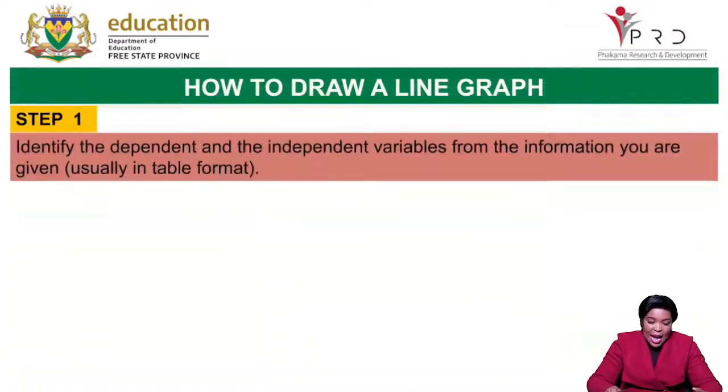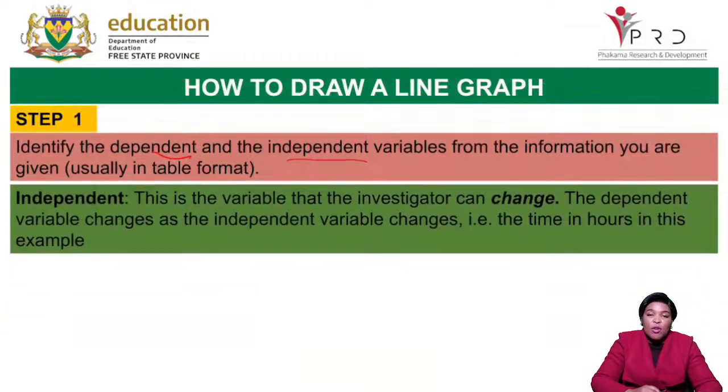First, you must identify the dependent and the independent variables from the information you are given. Usually, this is in the form of a table. You will see that information in a table. In a table, identify your independent and your dependent variables, because in a graph, you will know where to put your X and where to put your Y.